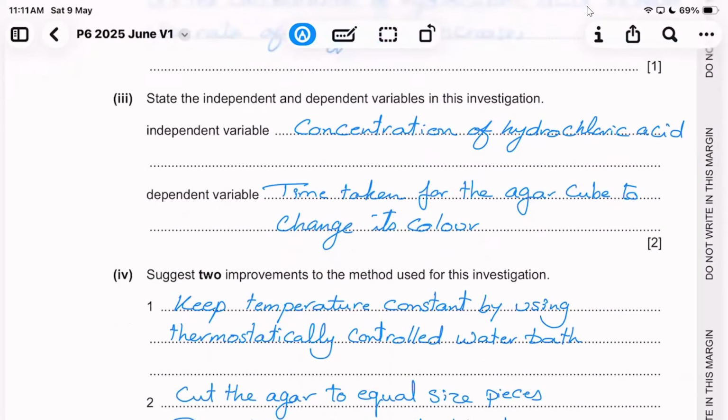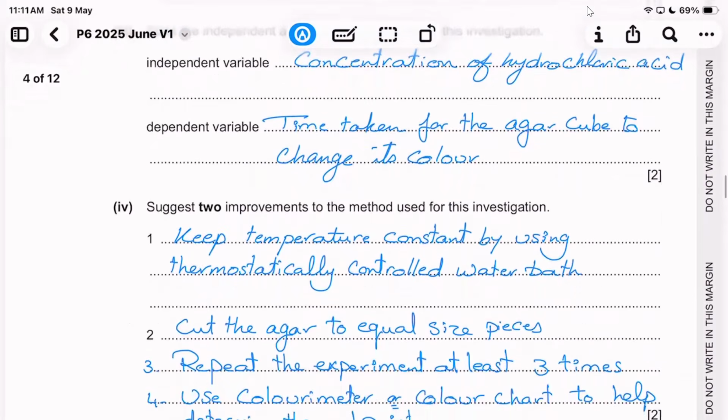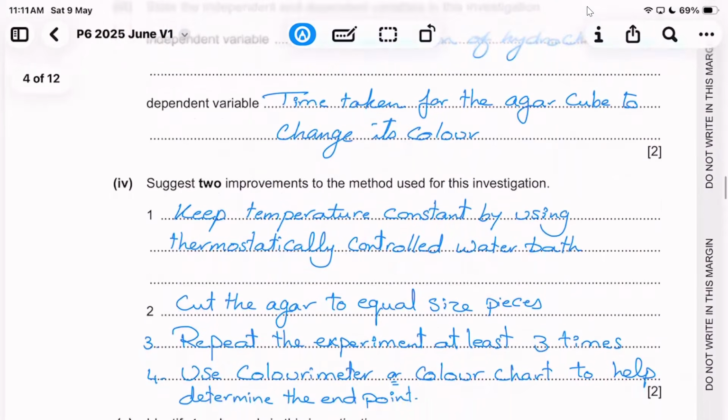We have another one. They didn't repeat this experiment, so they should have repeated at least 3 times and taken the average. And the last one, you have to use a colorimeter or color chart to help determine the endpoint, because the change in color is subjective. This is something judged by eye.